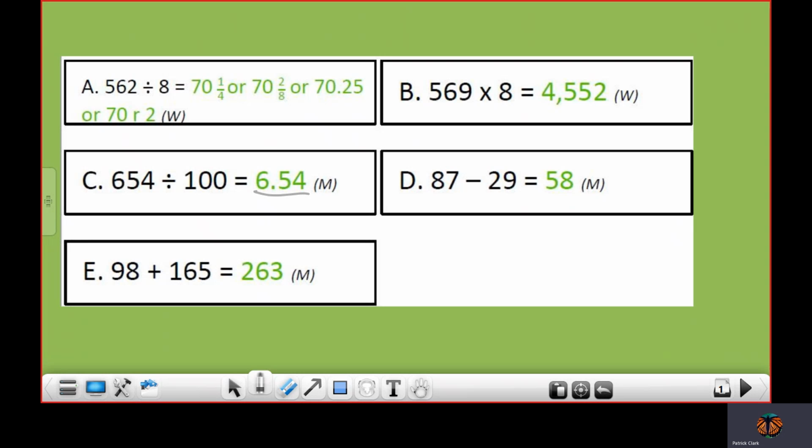Then 87 minus 29. You might have done 87 minus 30 and then added 1 on at the end. The answer there was 58. And then 98 plus 165. Again, it's got this M here for mental method. I wonder if you did 165 add 100 and then took 2 away. So you got 263 there.